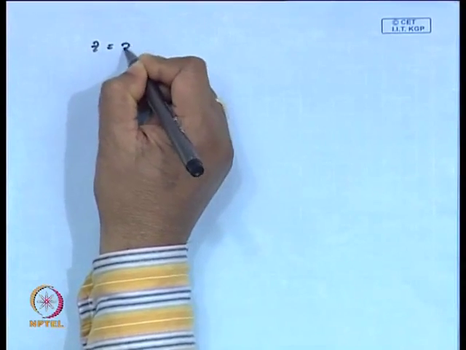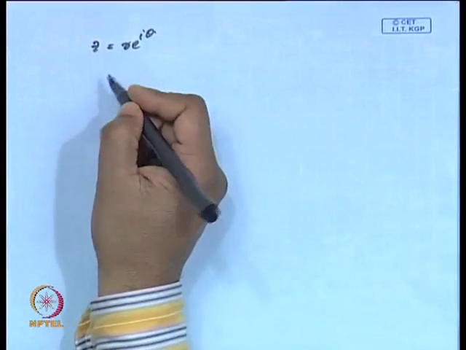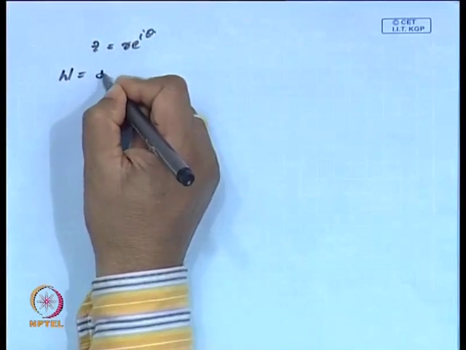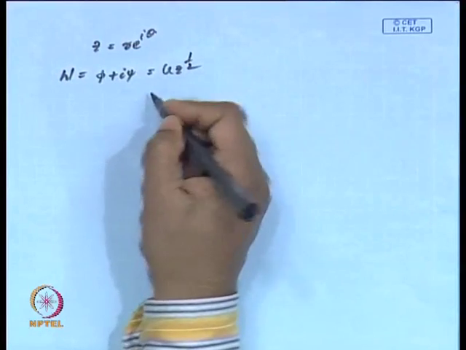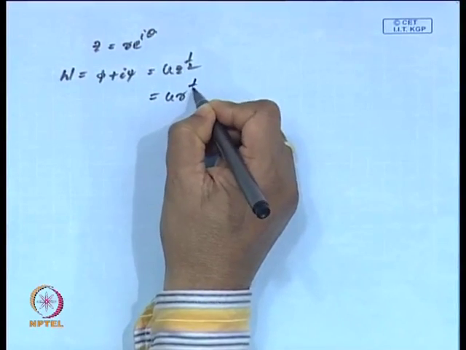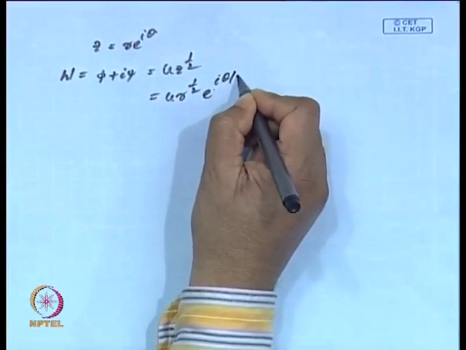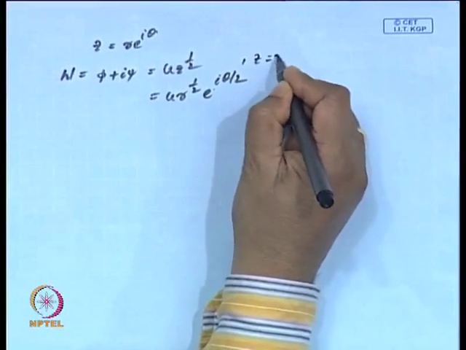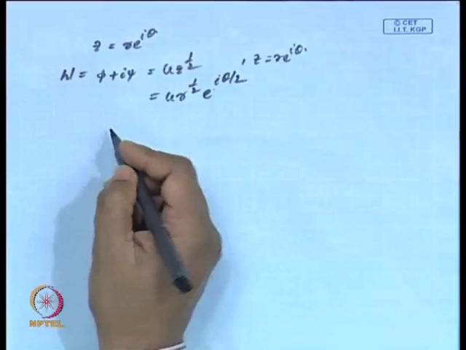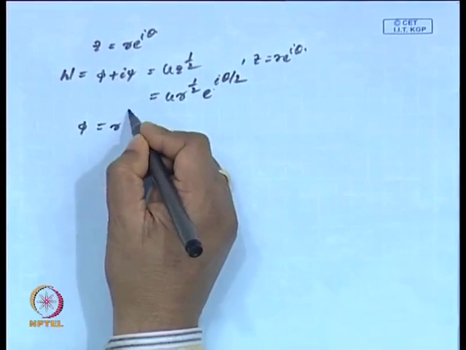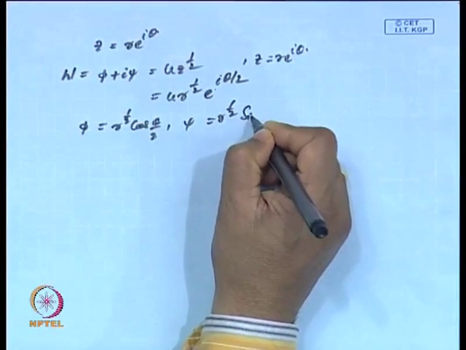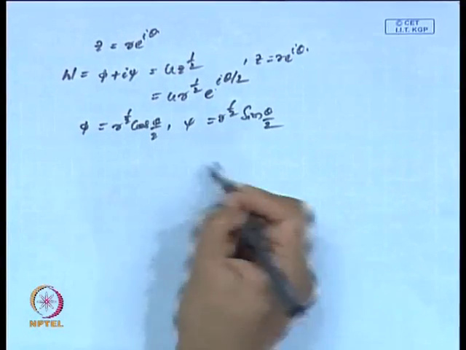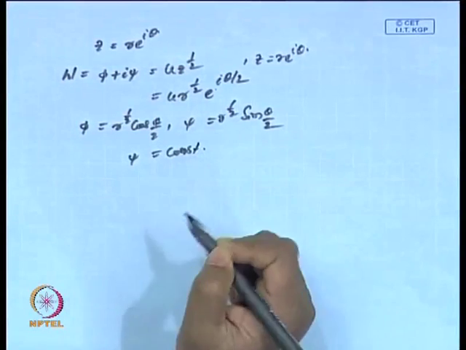Now, if you look at this from another point of view, suppose I say z is equal to r e to the power i theta, then we have w. If I consider this as a complex potential, that is phi plus i psi, we know that it is u z to the power half, and that is nothing but u r to the power half e to the power i theta by 2, where we have taken z is equal to r e to the power i theta. And once this is there, then we get phi is equal to u r to the power half cos theta by 2, and psi is equal to u r to the power half sin theta by 2, and psi equal to constant gives me the streamline. These are the streamlines.